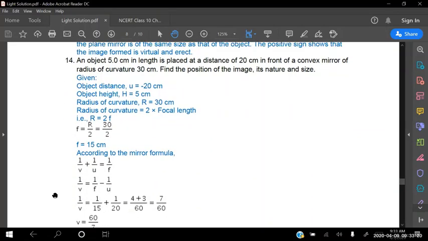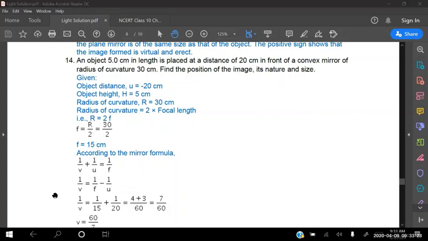Then next question: an object 5 centimeter in length is placed at a distance of 20 centimeter in front of a convex mirror of radius.